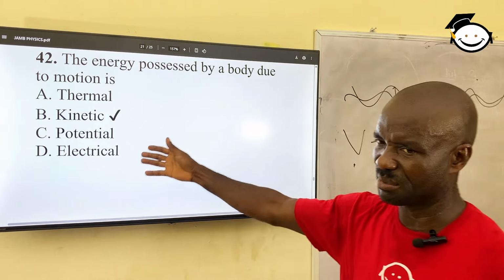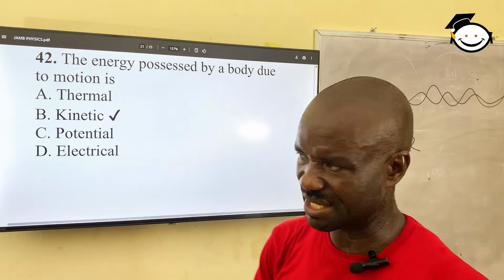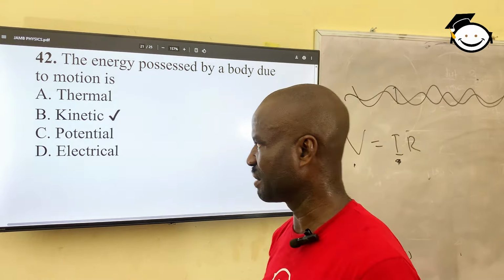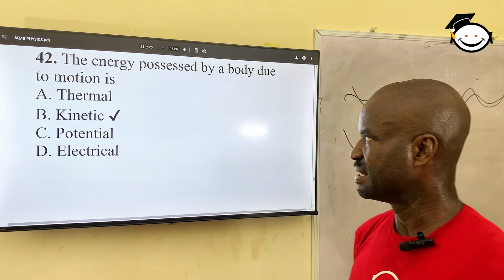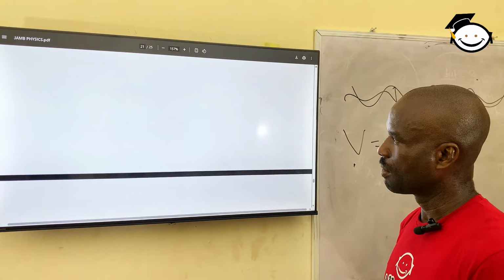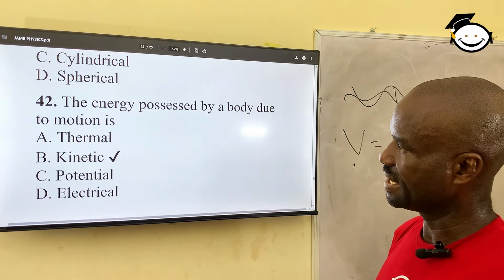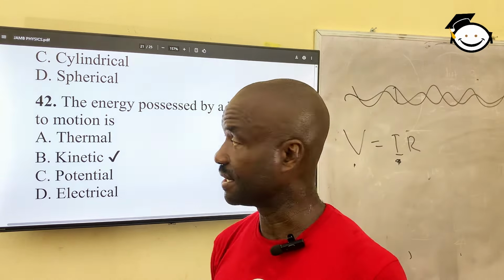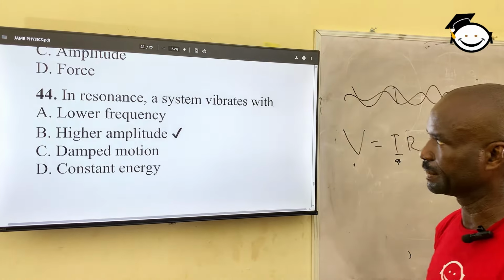Kinetic is not potential, because potential is when the body is stationary. Electrical is when current is connected. So the correct answer is kinetic. Kinetic energy.